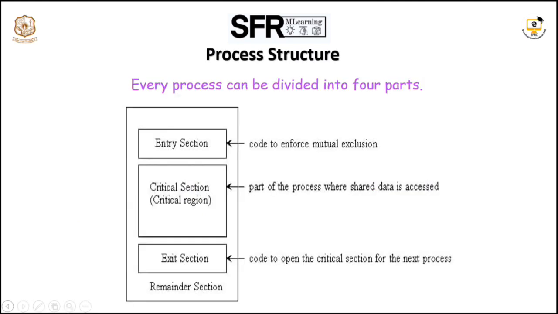This is the process structure. Every process can be divided into 4 parts. The first is the entry section. Here, the code needs to get permission to enter into the critical section. Next is the critical section. Here, the process works with the shared resources. Exit section. Here, the process will try to release the shared resources that it has been using. Next is the remainder section. Here, the remaining part of the code will be executed. This portion will not need the shared resources.